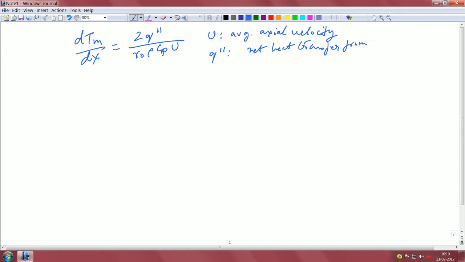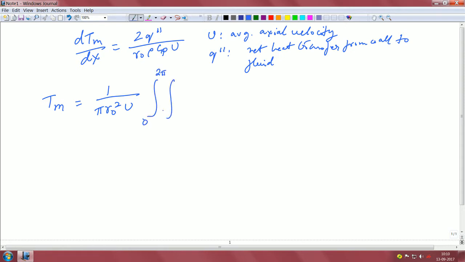from wall to the fluid. That was a concept that we developed. We also found that while developing this concept, Tm, which is the mean temperature, is actually given by this. We did this last class.